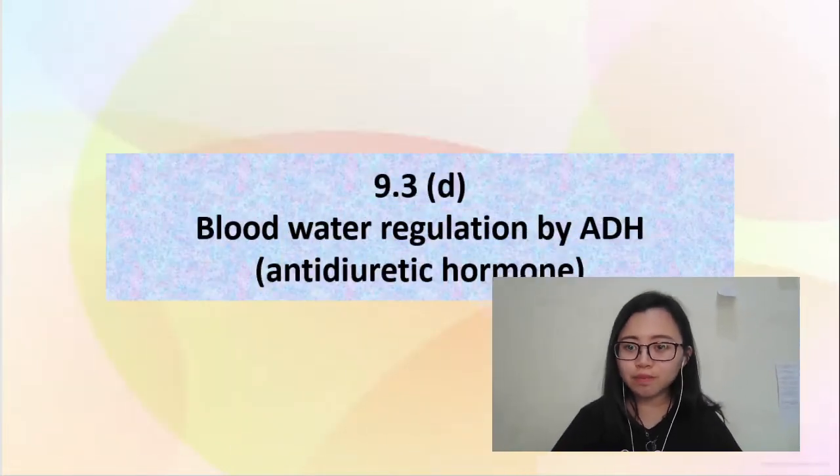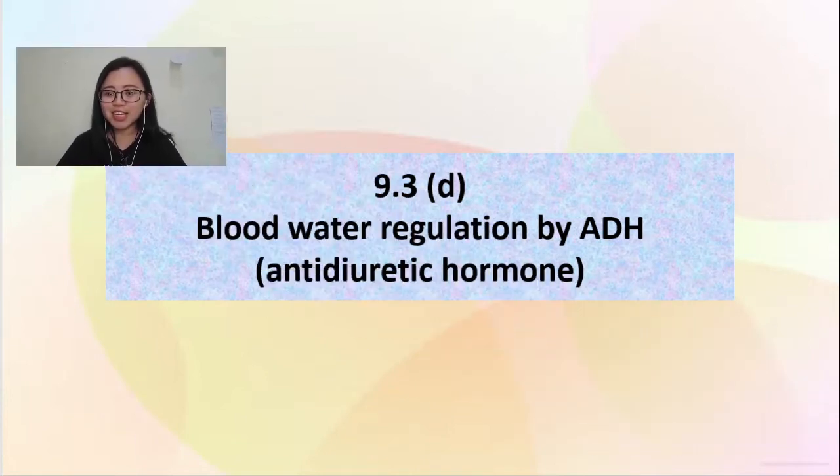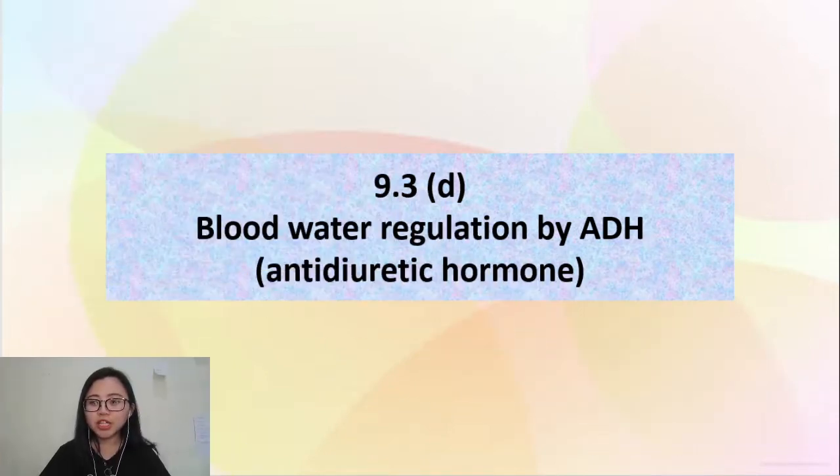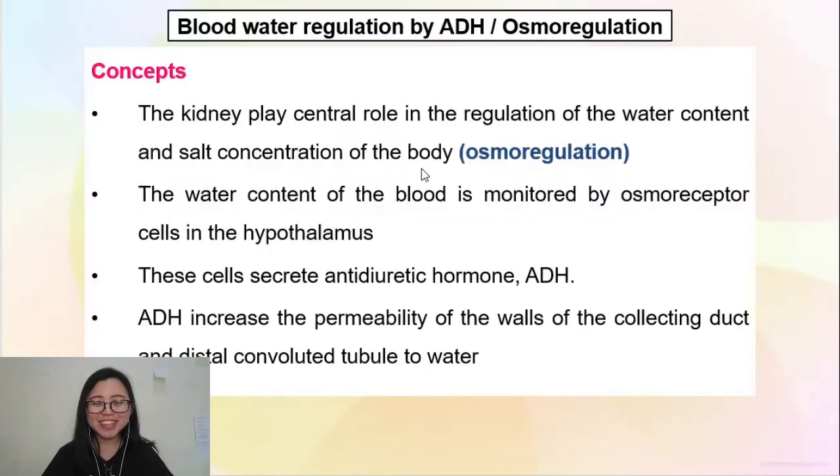So this is our sixth video in our video series for Chapter 9, Homeostasis. And in this video, we will enter into the last subtopic, which is 9.3D, blood water regulation by ADH, also called anti-diuretic hormone. And it's a fairly simple subtopic. I hope you can get it. If you are ready, let's get into it.